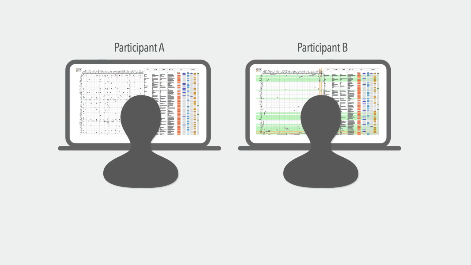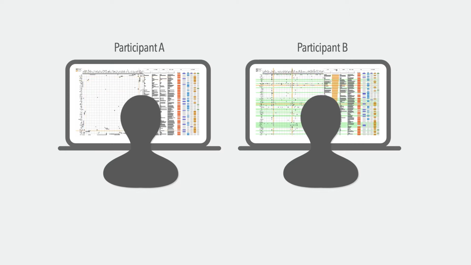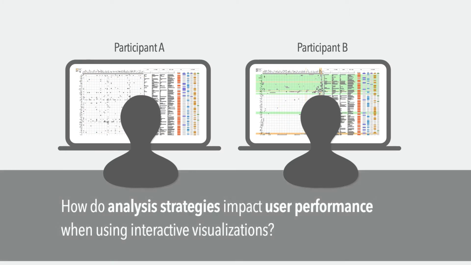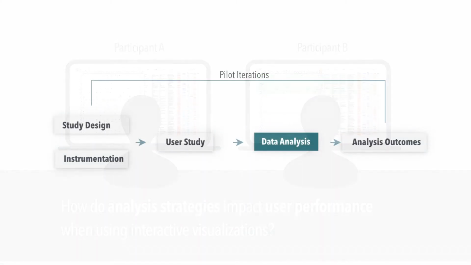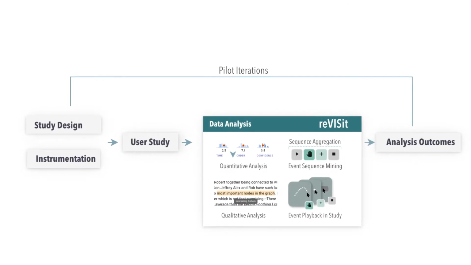Additionally, participants can use different analysis strategies or sequences of interactions to solve a given task. This leads to the question, how do analysis strategies impact participant performance when using interactive visualizations? To address this, we propose a new study workflow that allows researchers to better understand the effect interaction strategies have on user performance. We implement the data analysis methods in this workflow in an open-sourced, web-based tool, reVISit.